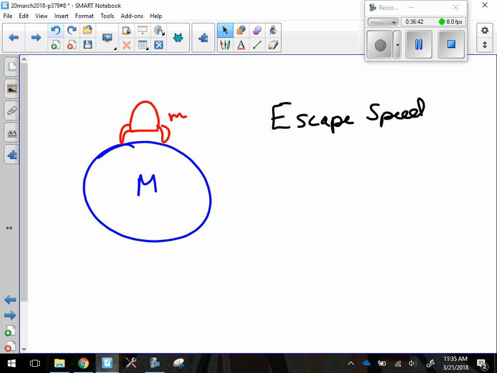What happens if I give it a bigger kinetic energy? It goes farther. So escape speed is the speed that I need to give it so that it doesn't get to that point where it stops. Now, the problem is that the potential energy never really goes away because that r value just keeps getting bigger and bigger and bigger. But we can play with conservation of energy, and we'll talk about that in a minute.